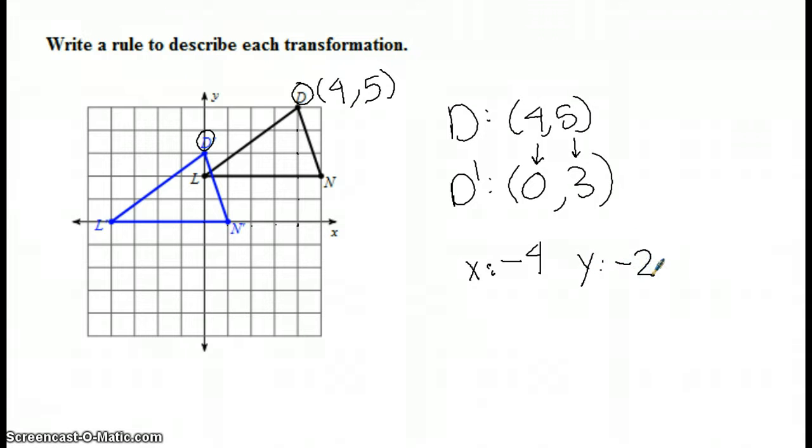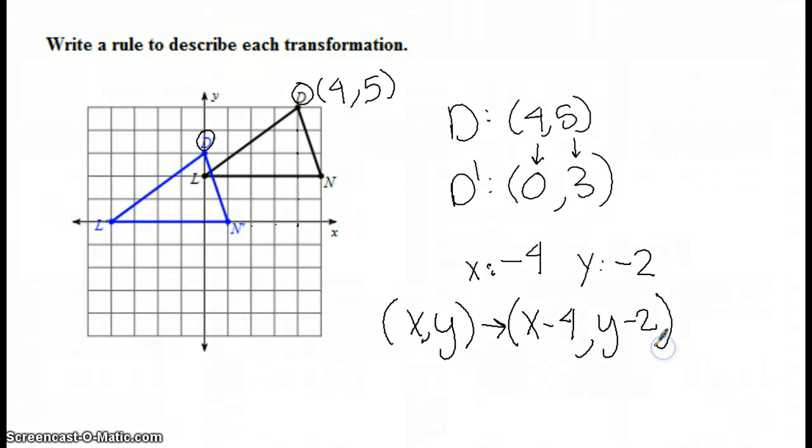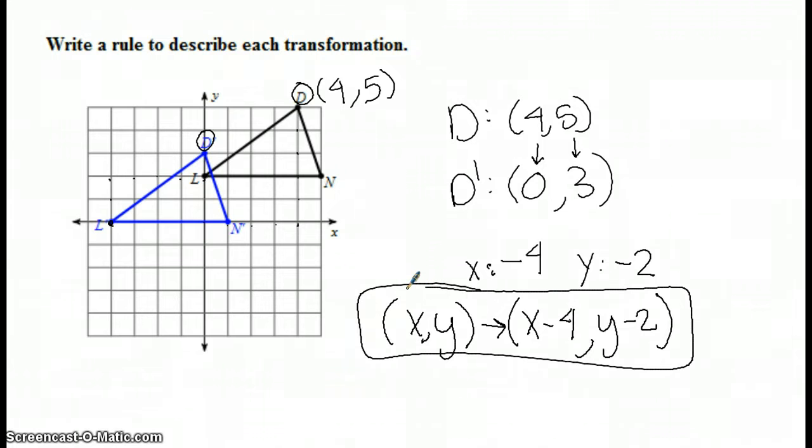The way that I'm going to describe this transformation is with our arrow notation. So x y was mapped to x minus 4, comma y minus 2. I should ensure that this is true for each of the points. So I'm going to start it out. I'm going to move left 4 and down 2. I ended up at L prime, so I know my translation that I wrote out was correct. At this point, you should pause the video and complete these problems.